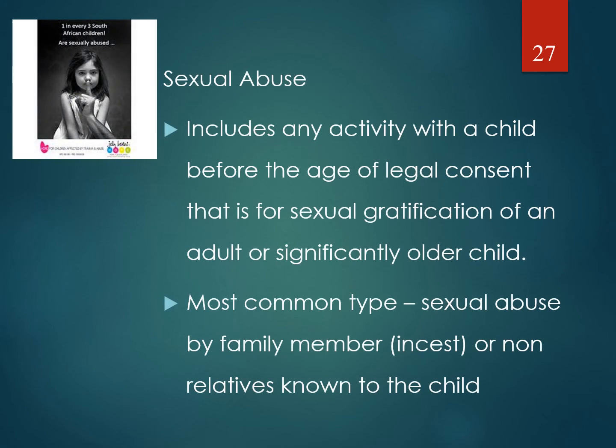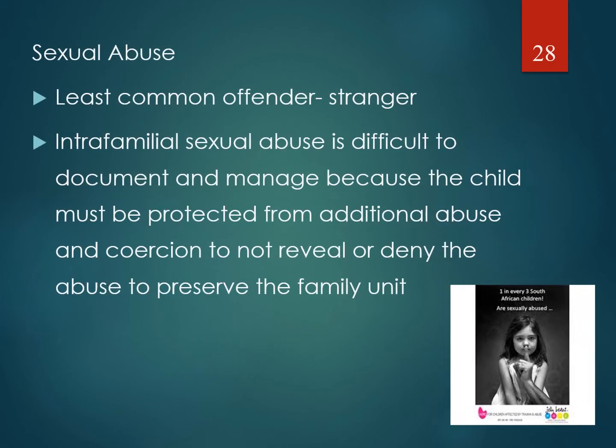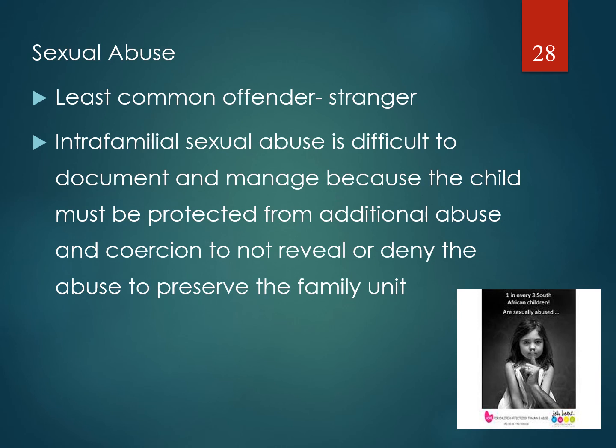Then sexual abuse. So sexual abuse includes any activity with a child before the age of legal consent that is for the sexual gratification of an adult or significantly older child. The most common type would be sexual abuse by a family member. This is termed incest, or by non-relatives known to the abuser. Okay? The least common offender would be a stranger. Intrafamilial sexual abuse is difficult to document and manage because the child must be protected from additional abuse and coercion, and not to reveal or deny the abuse to preserve family unity.